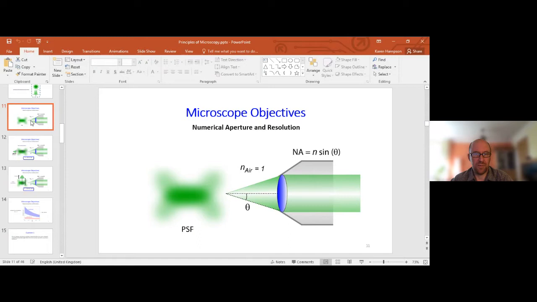Okay, Atrilli wants to know if you could comment on how it's possible to distinguish between aberrations and light scattering or interference from differences in refractive index.